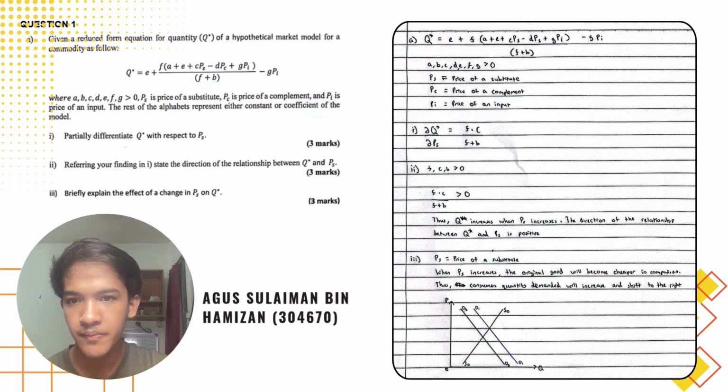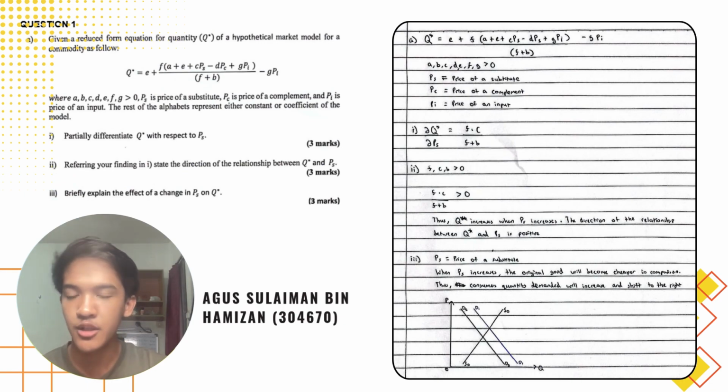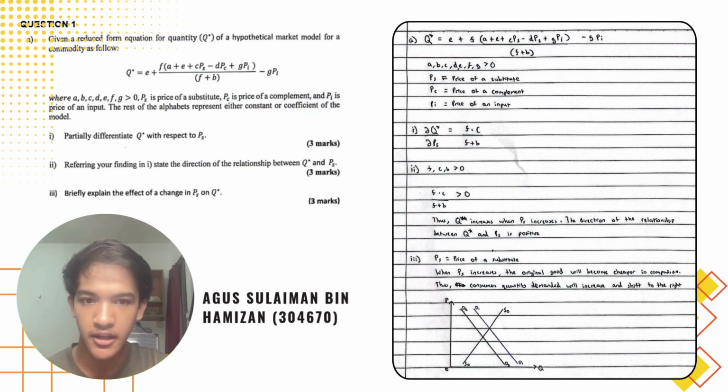For question 3, briefly explain the effect of change in PS on Q. PS, as we know, is the price of the substitute. When PS increases, the original good that we're trying to sell becomes cheaper in comparison. Thus, the quantity demanded will increase and shift to the right. As you can see in the graph, D0 shifts to the right, which will become D1.